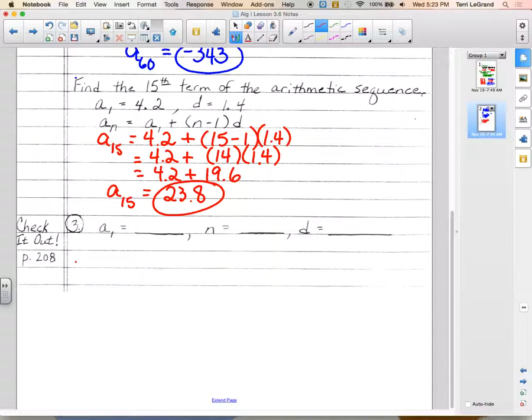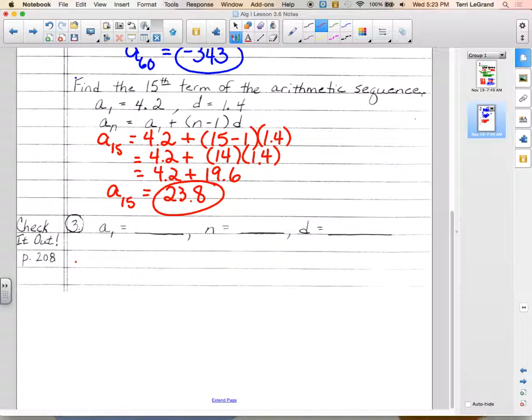Because we had a common difference of a positive 1 4/10, and this started at a number smaller than 23 8/10, we can feel good about our answer being reasonable, because with a positive common difference, it should keep going up. And we weren't looking for a term real far down the sequence, we were looking for the 15th one.